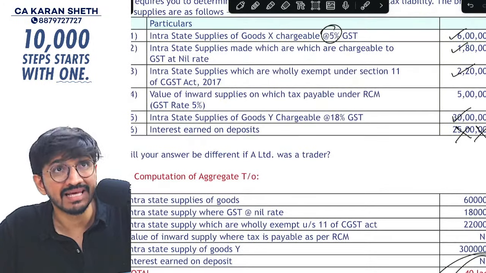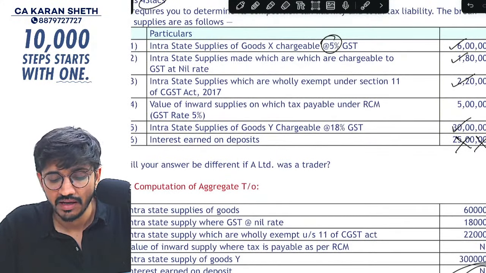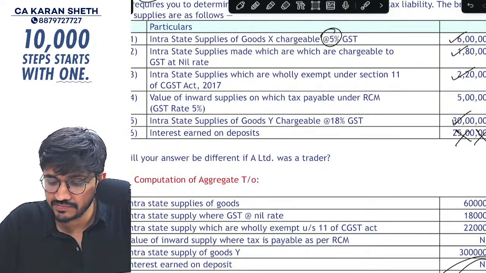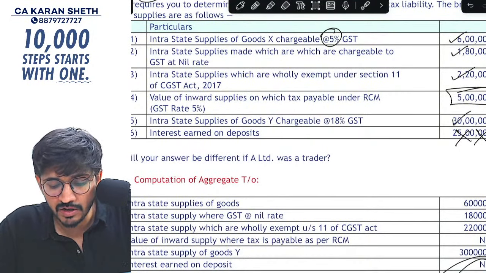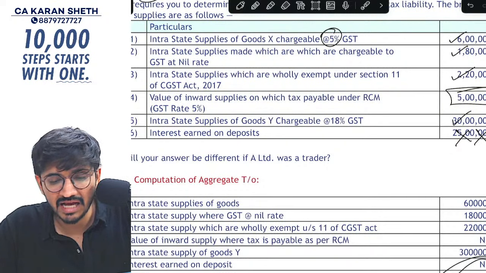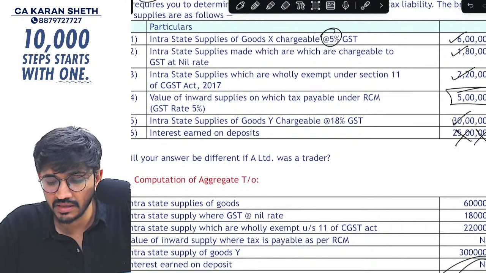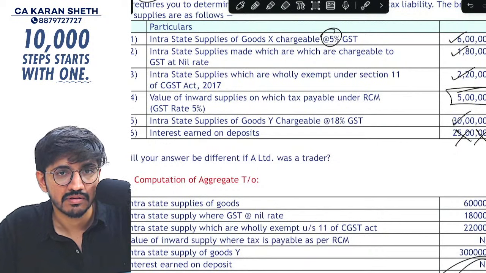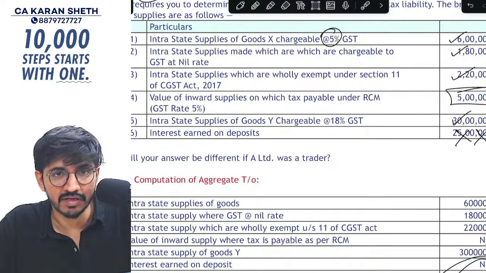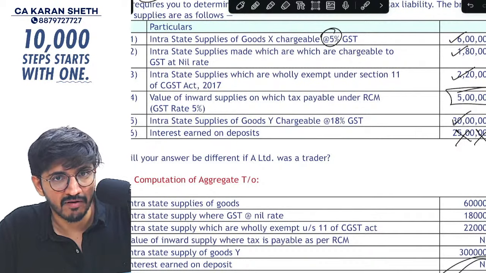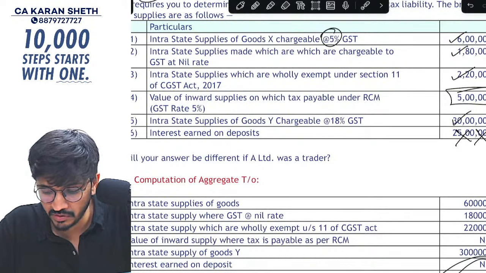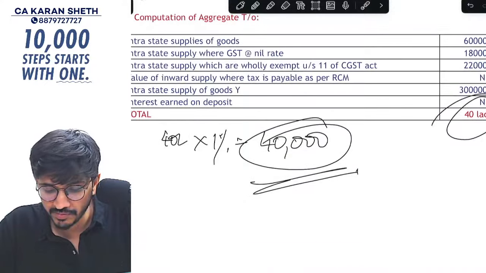Next is, my dear friends, क्या है बताइए. Correct, absolutely correct. Okay, and that is, my dear friends, input tax liability as per RCM. So value of inward supply on which tax is payable under RCM is 5,50,000. Then in that case what happens is 5 lakh multiplied by 5%, यानी कि 25,000. Okay, very simple.